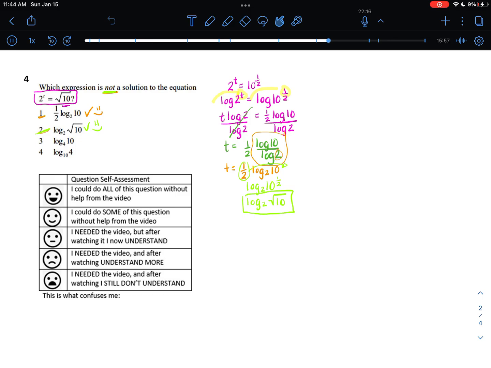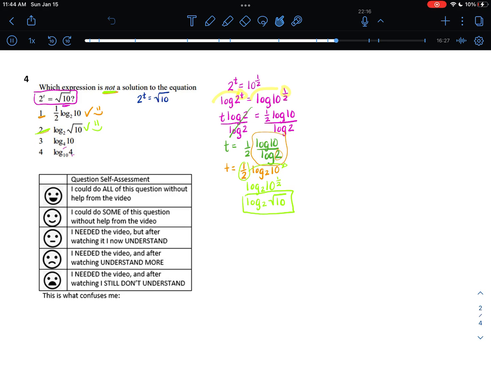I'm still left with 2 answers, and the one thing that I notice in each of the remaining answers is there's a 4 in them. So I'm looking at my original expression thinking, how could I get a 4 out of that? It's almost like I need to square or double my 2. So I'm going to go back to my original expression for a minute and see if I can do something with that. So I had 2 to the t equals the square root of 10.